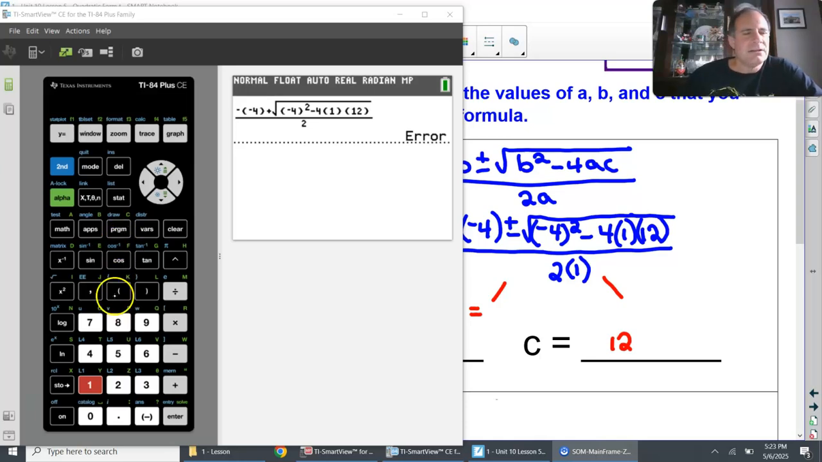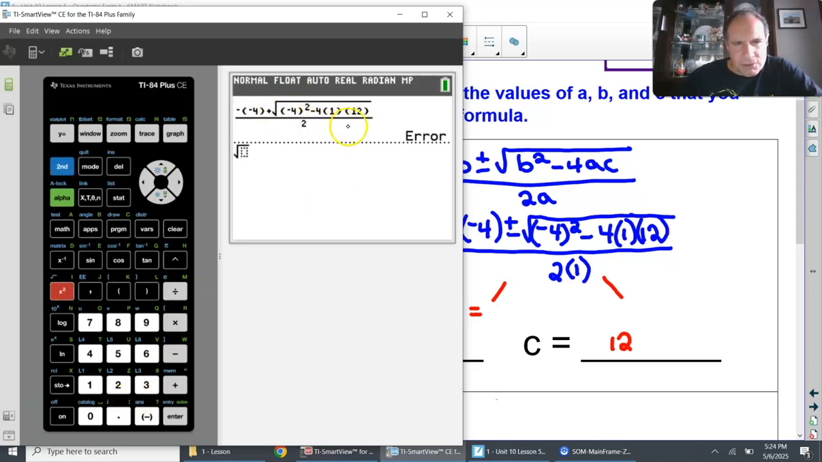Probably not. So what I'm going to do, and I'm going to just show you, second function, square root. I'm just going to separate this, and I never do this, just to show you what is happening underneath this radical. If it is a negative, remember, you can't take the square root of a negative number. So if it's a negative, that means there is no solution.